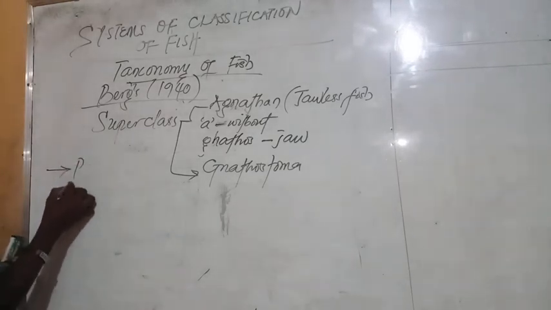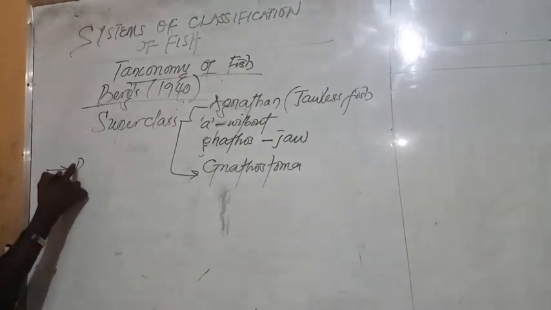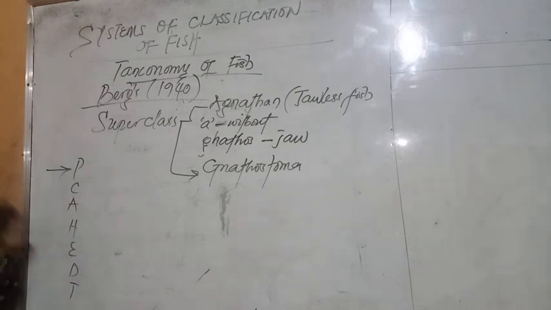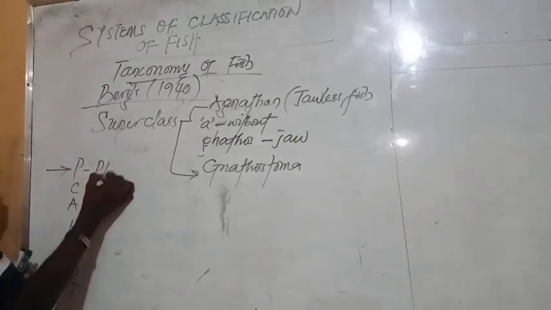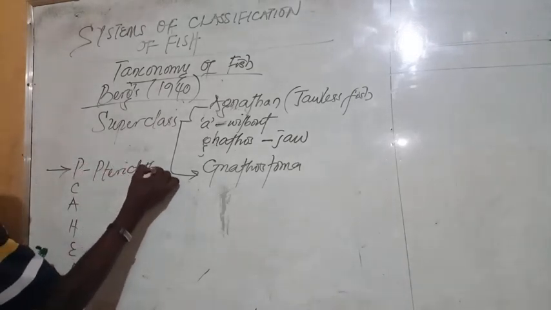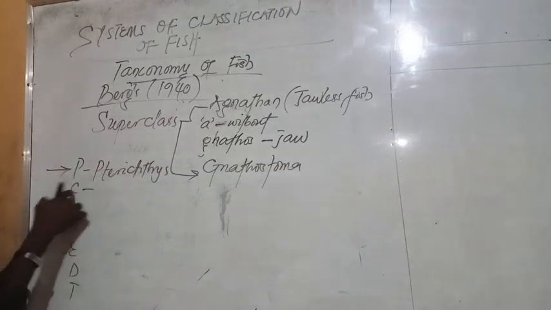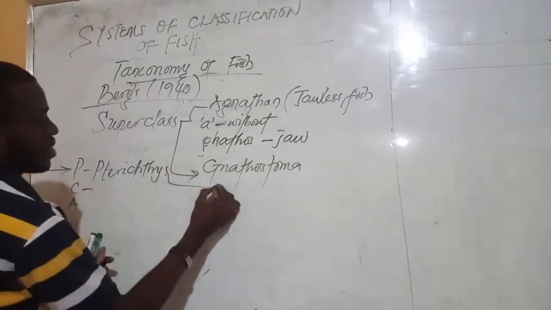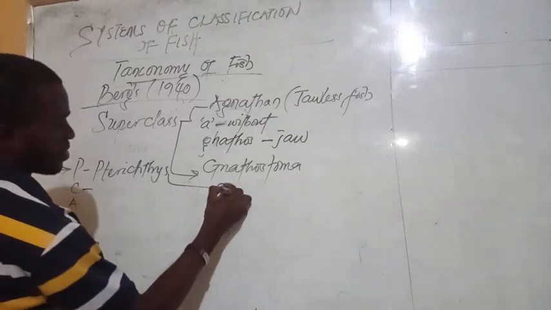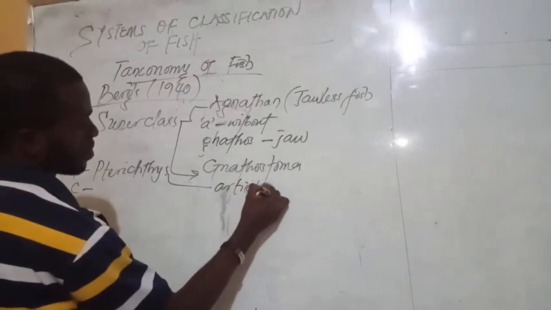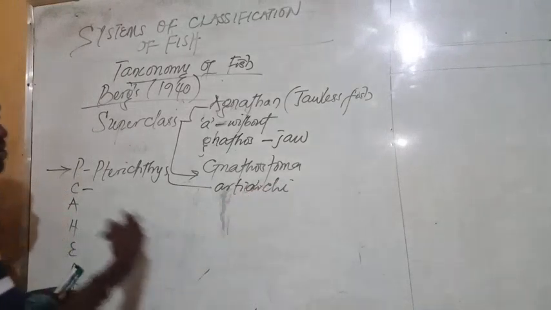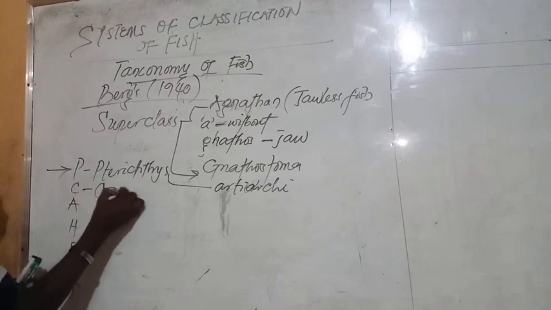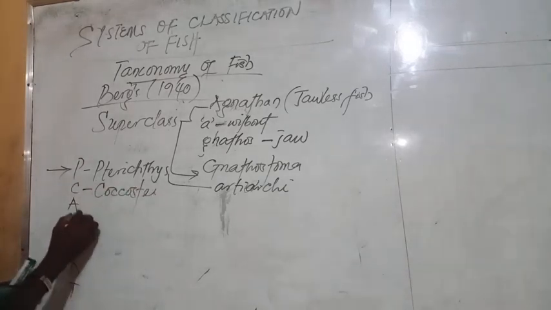Berg classified the Gnathostomes into seven different classes, for which I give this mnemonic: PCHEDT. The P stands for Placodermi, the pterichthys, which gave rise to the order Antiarchi, the name of the fishes that existed then. Then the C stands for Coccosteomorphi.